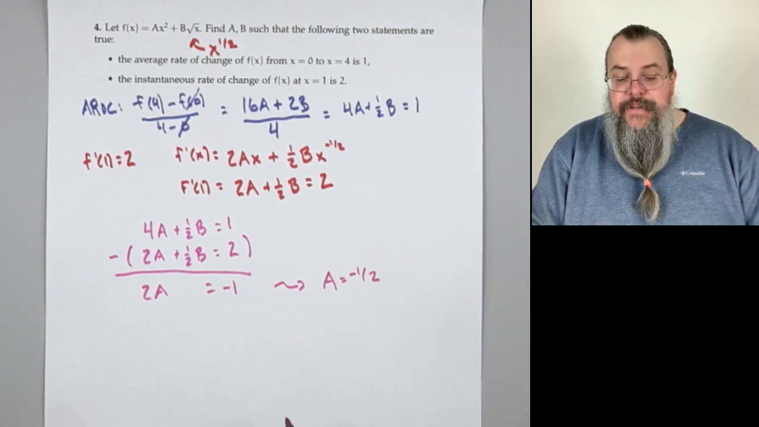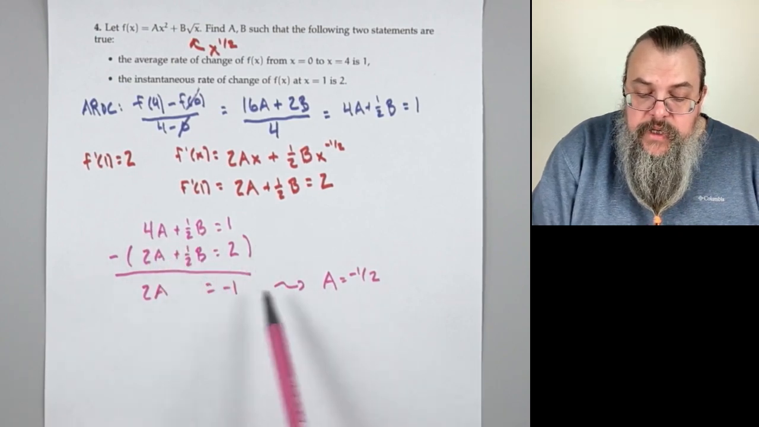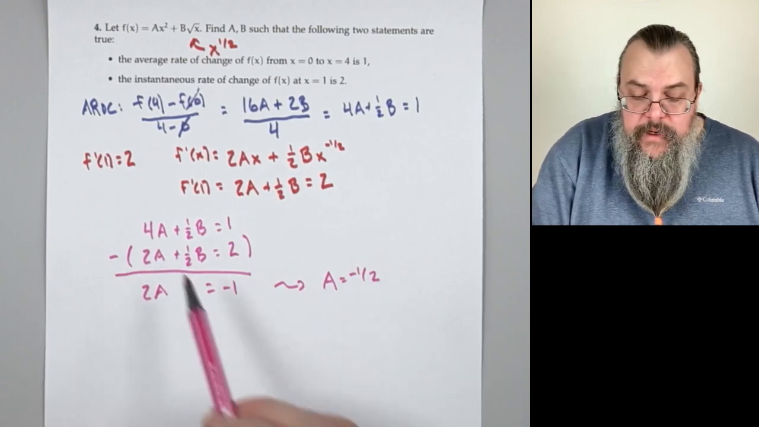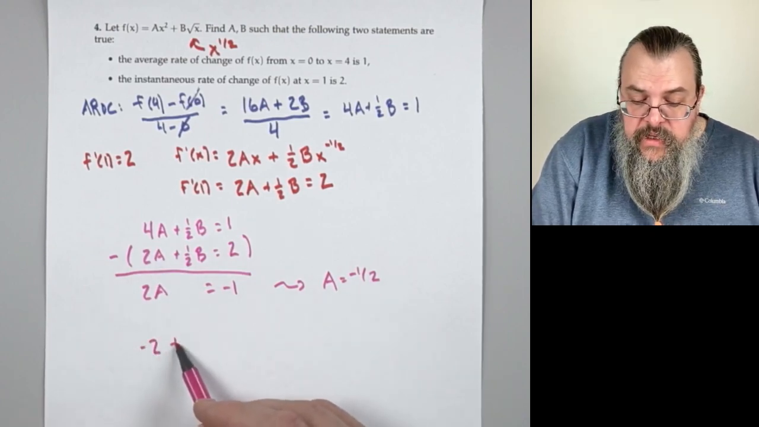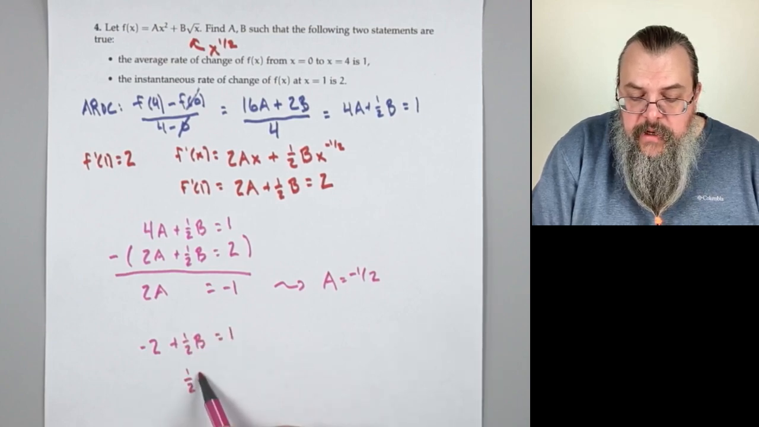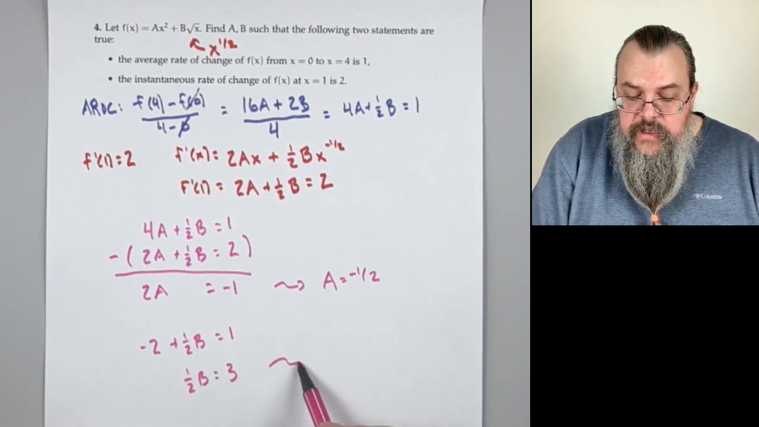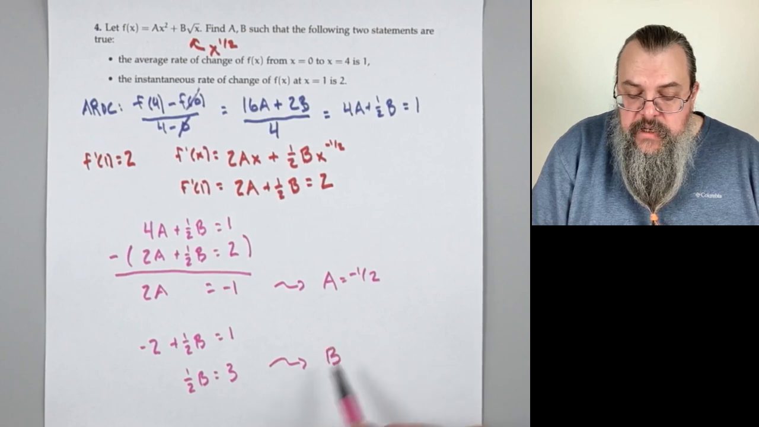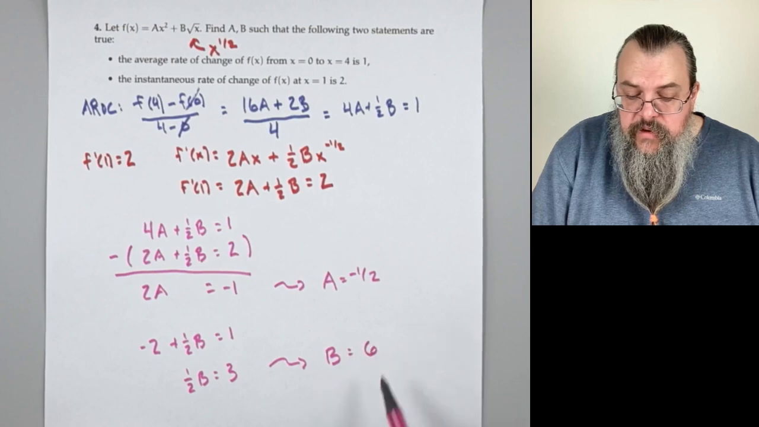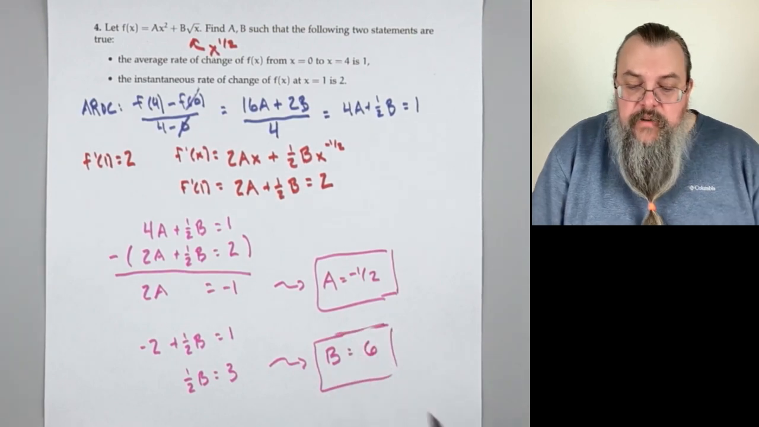Now that we know that a equals minus 1/2, we can come back into really either equation. Let's suppose we start with the first equation. 4 times minus 1/2 would be minus 2 plus 1/2 b equals 1. Or 1/2 b is equal to 3. So what does that tell us? Well, it tells us that b should be, multiplied by 2, b should equal 6. And so there's our answers for a and b, because our problem said find a and b.